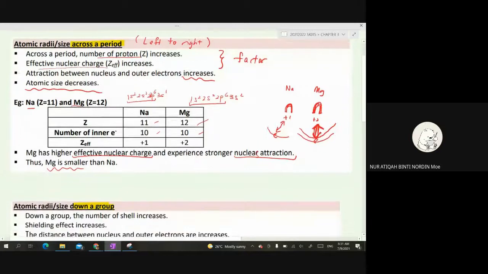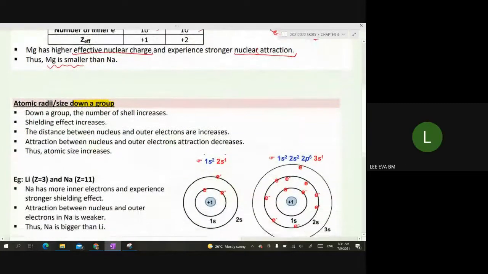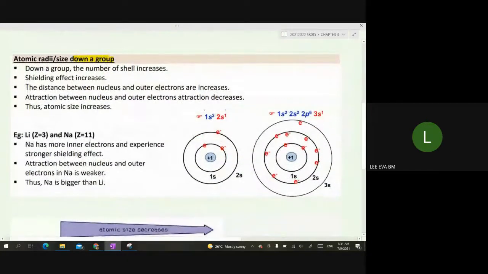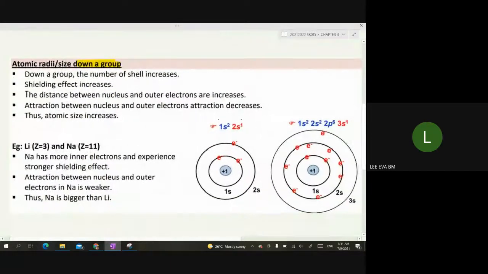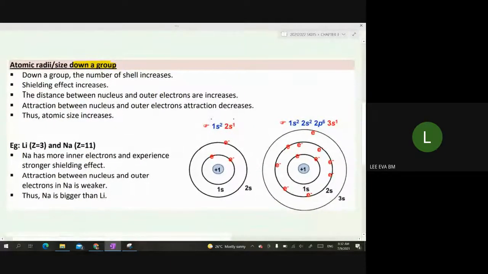Okay. Alright. So next one, we move into the trend down the group. So of course, down the group from the top to the bottom. So we say that when we're going down the group, any of the group, it can be group 1, group 2, group 17, 16, whatever group. So down the group, number of shell increases.